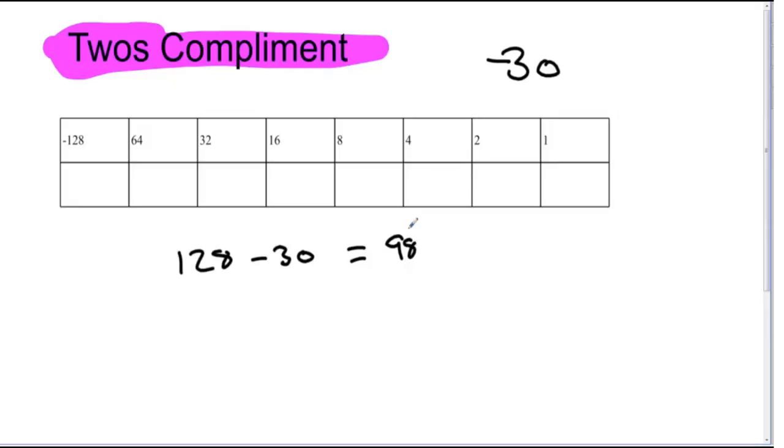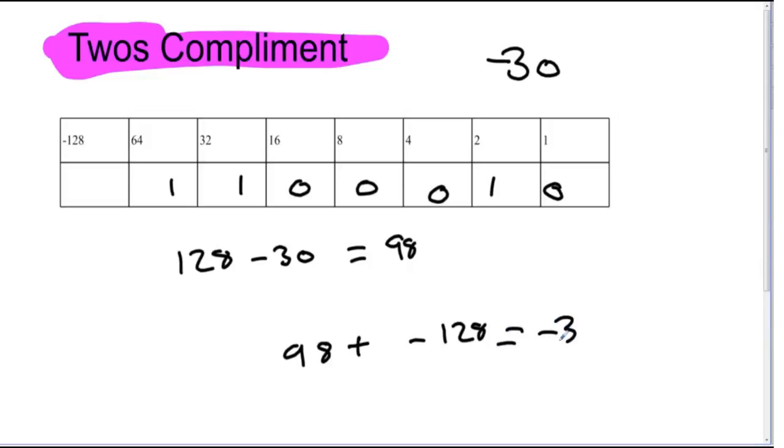So if I make 98 now, I've got 64 plus 32 equals 96. 2 more, 98. Everything else is on the 0. So this number that I've made is 98. Now if I add that to negative 128, I'm actually left with minus 30. Okay, so that's a real quick way to do 2's complement.